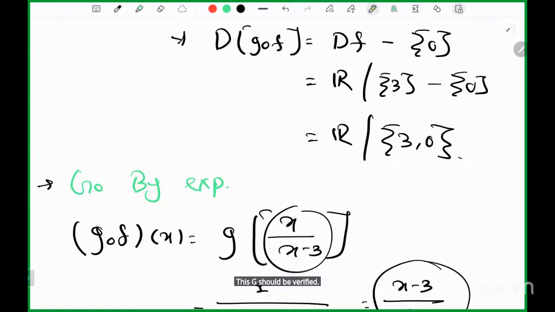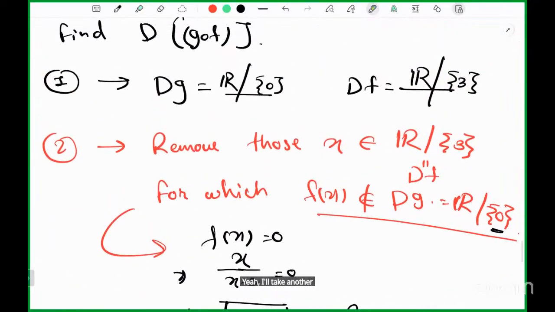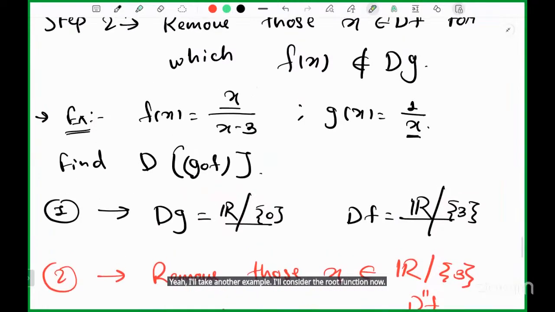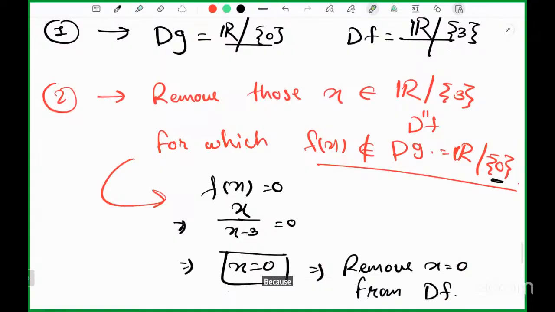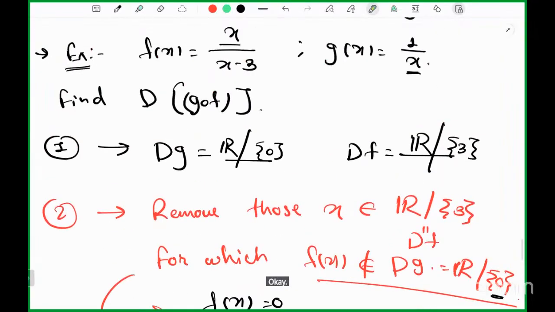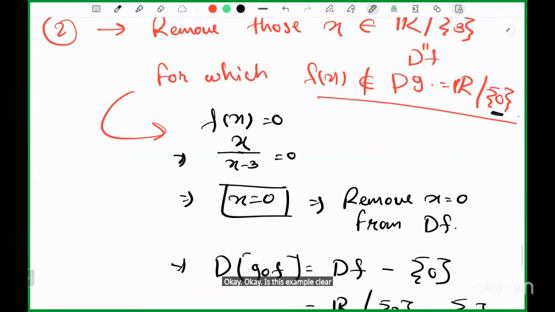Right. So here g is not well defined. Maybe you can take another example? Yeah, I'll take another example. I'll consider the root function now, but try to understand this one because this is the simplest one. Because here we just have only one point which we need to remove. Okay. Is this example clear, ma'am? A little bit clear?